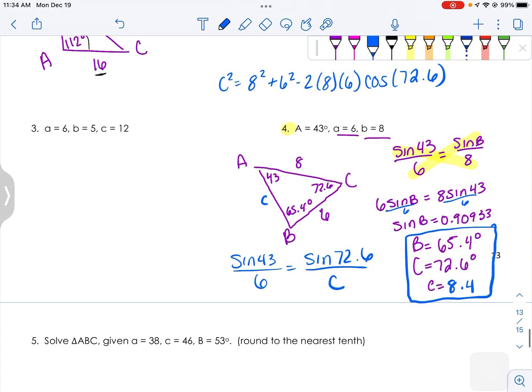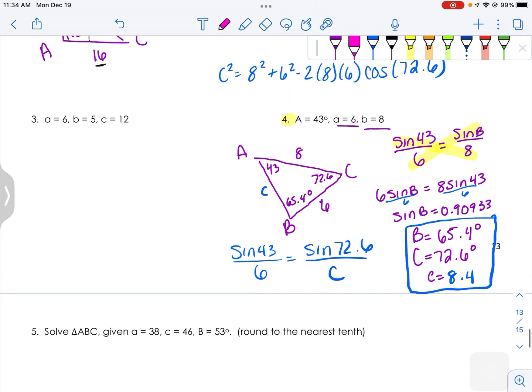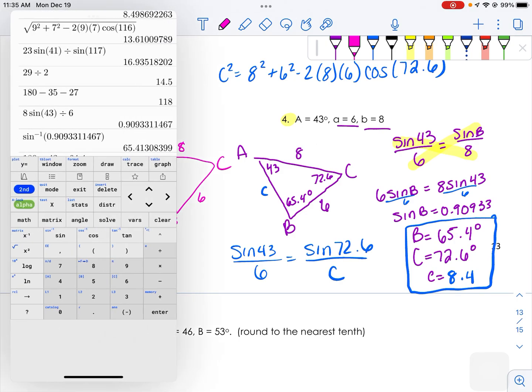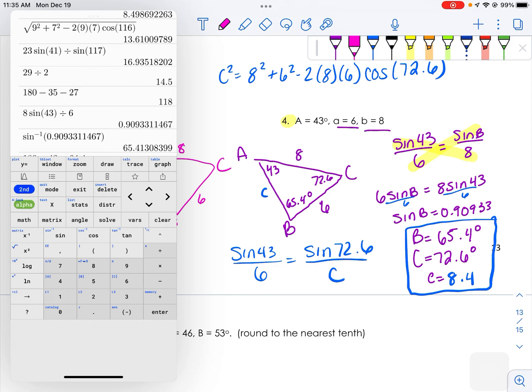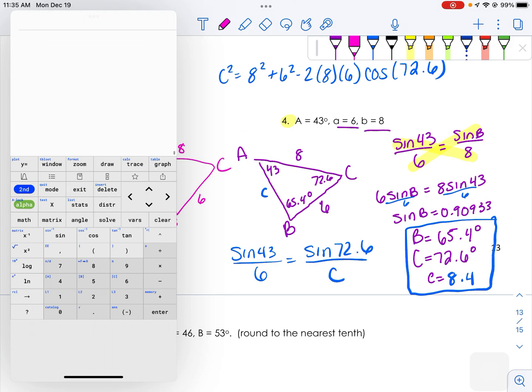But this has a possibility for multiple answers because I was given side, side, angle. Only because it's side, side, angle do I need to check for another answer. So I'm going to go back to the original triangle that I had here. I had A was 43 degrees, and then I had 6 and 8. I found my first angle to be 65.4 degrees for B. But 65.4 degrees was my sine value, and sine is also positive in the second quadrant. So I'm going to find that angle in the second quadrant.